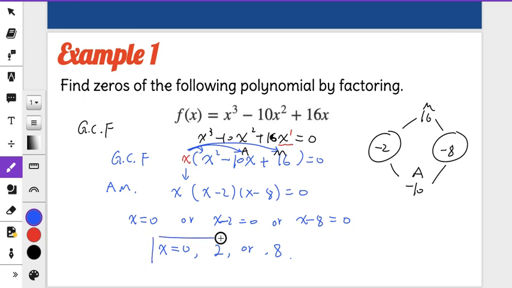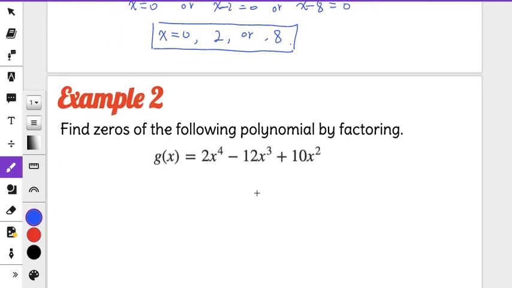And as you can see here, we use GCF as the starting part, and then we use the AM method, like a something old method. So as you can see, factoring polynomials is not really hard. It's just multiple steps, combining all the methods we had before to help us figure out the answer, right? So let's check the next example.